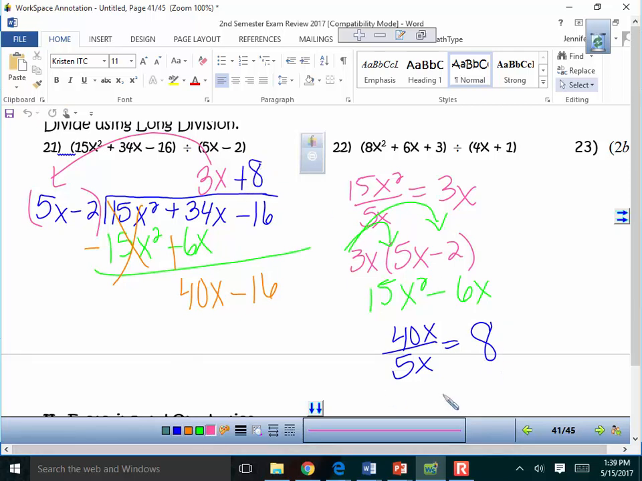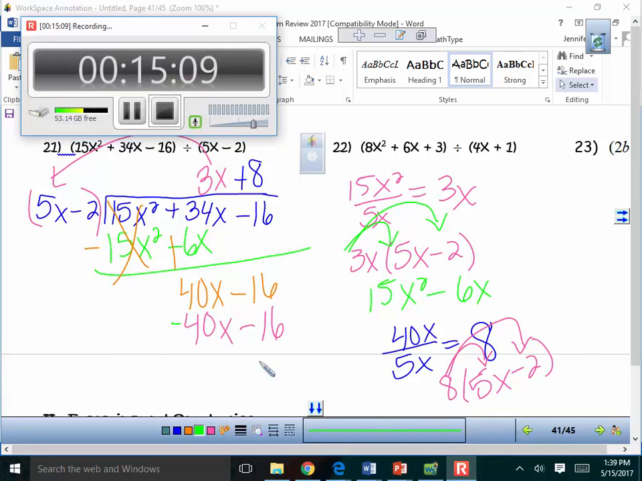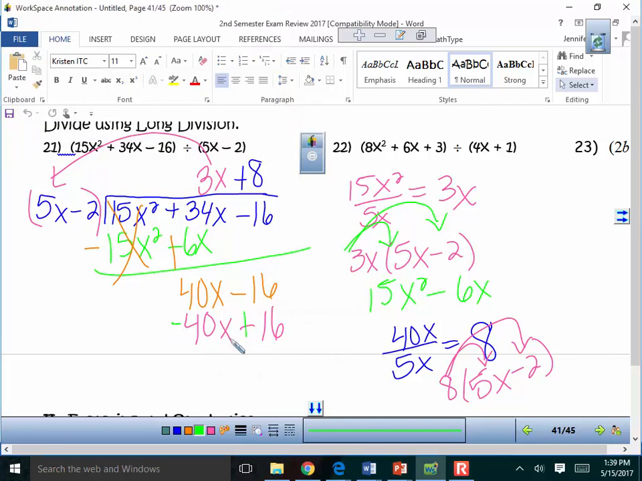And now we're just going to multiply that 8 by our divisor, which is 5x minus 2. And we get 40x minus 16. We subtract this. We change these signs here, and then we add these. These cancel, and then we just get 0. So our answer is 3x plus 8.